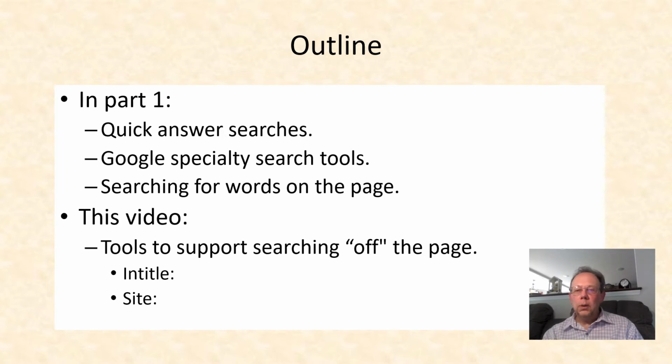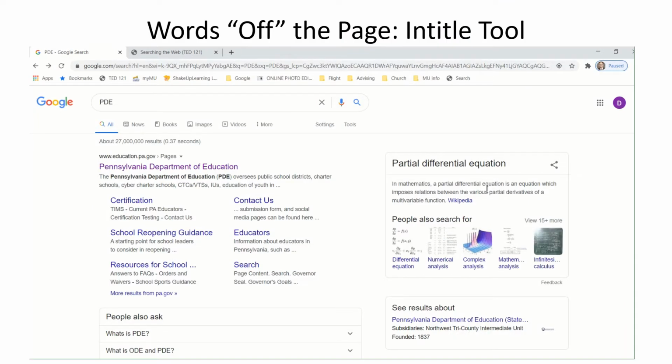Tools to support searching off the page. These are search tools that allow you to search for words that aren't even words on a web page. So what are those tools? Intitle: and cite:. Be aware that these two tools are only found in Google. The last category of search tools for power users that we're going to consider in this video are two tools in particular that search for words that are not found on the web page. They're off the grid. They're off the web page. And this can be very powerful.